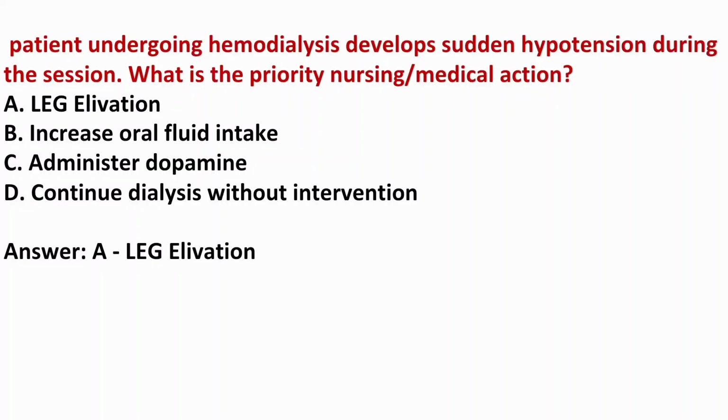A patient undergoing hemodialysis develops sudden hypotension during the session. What is the priority nursing/medical action? A. Leg elevation. B. Increase oral fluid intake. C. Administer dopamine. D. Continue dialysis without intervention. Answer: A. Leg elevation.